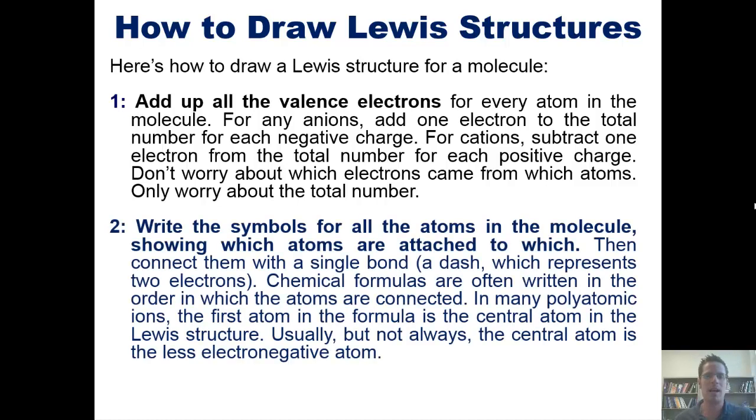Step 2, write the symbols for all the atoms in the molecule showing which atoms are attached to which. Then connect them with a single bond, which is a dash, which represents 2 electrons. Chemical formulas are often written in the order in which the atoms are connected. In many polyatomic ions, for instance, the first atom in the formula is the central atom in the Lewis structure. Usually, but not always, the central atom is the less electronegative atom.